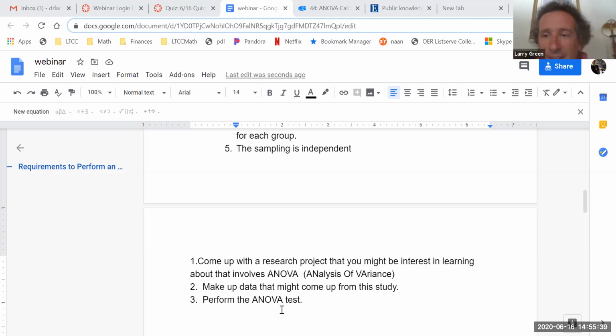So again, it doesn't have to be real. You're making up data, which, by the way, you wouldn't do in the real world. In the real world, you'd spend a week or a month or a year or years collecting data. So at this point, just make it up.